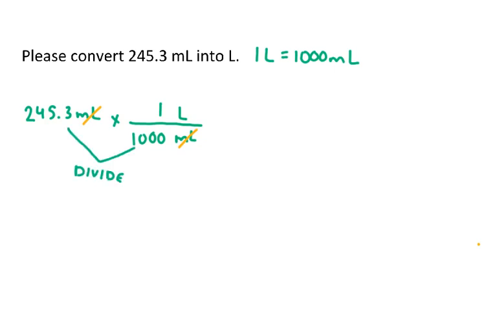We divide 245.3 by 1,000, and we get 0.2453 liters. And that is how you use dimensional analysis to convert from one unit to another.